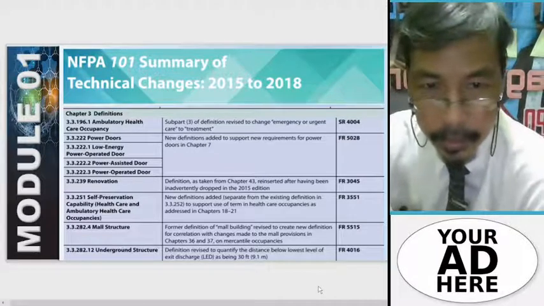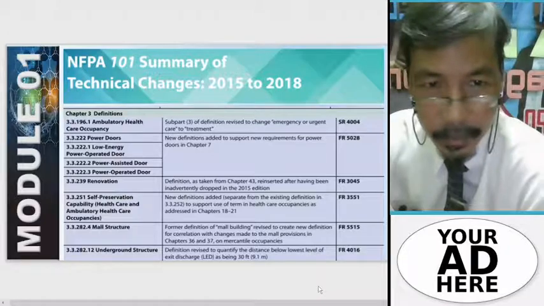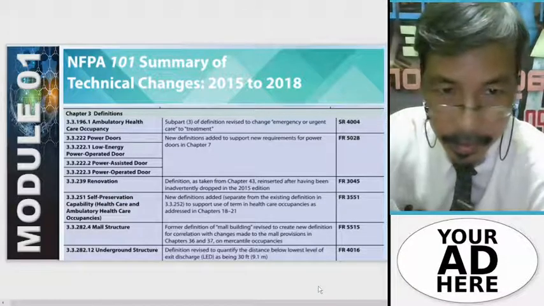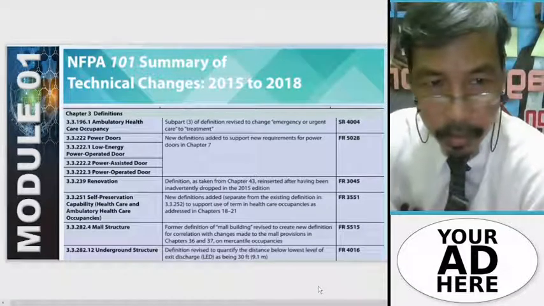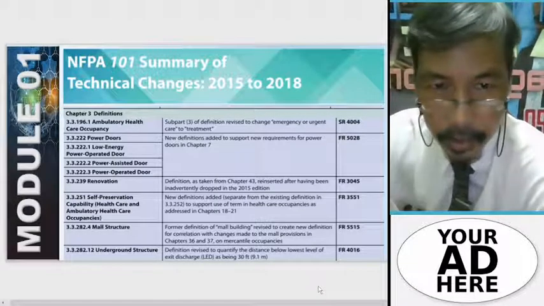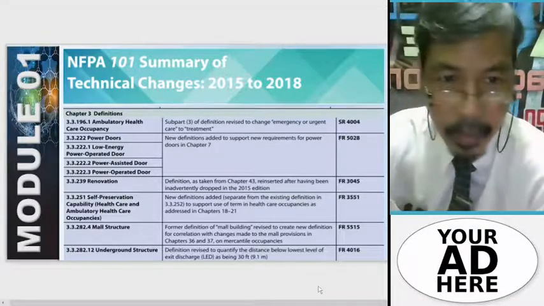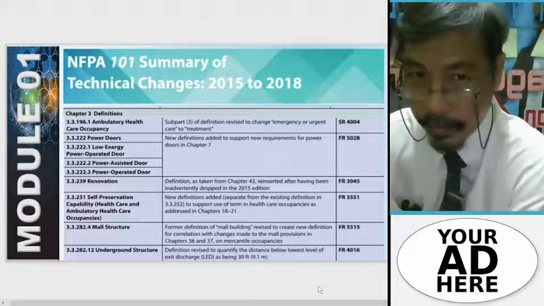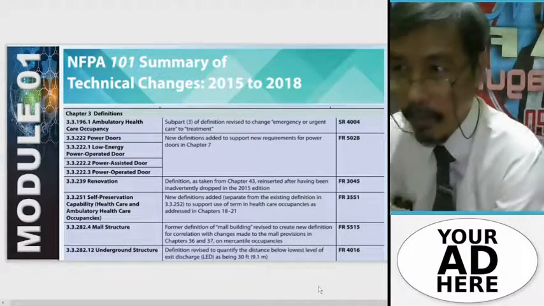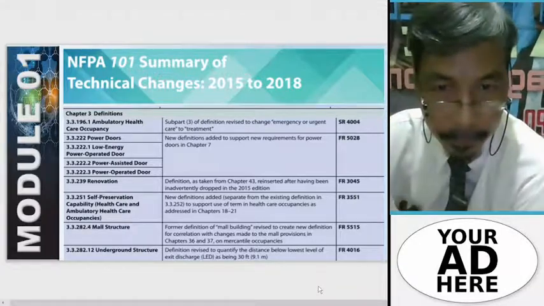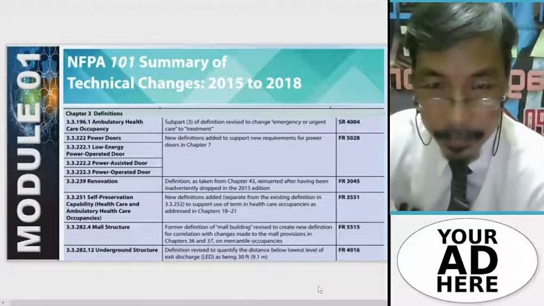The next one is the definition of mall structure. The former definition of mall building was revised to create a new definition for correlation with changes made to mall provisions in chapters 36 and 37 on mercantile occupancies. So there is now, instead of mall building, mall structure. Again, these changes are highlighted.